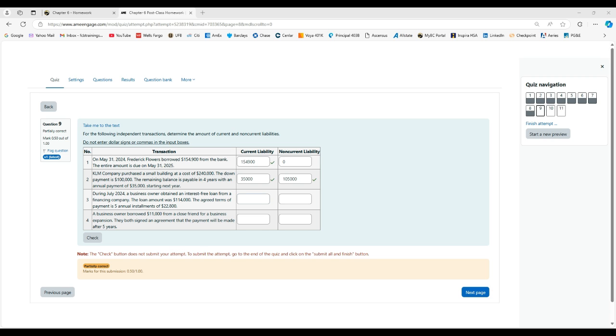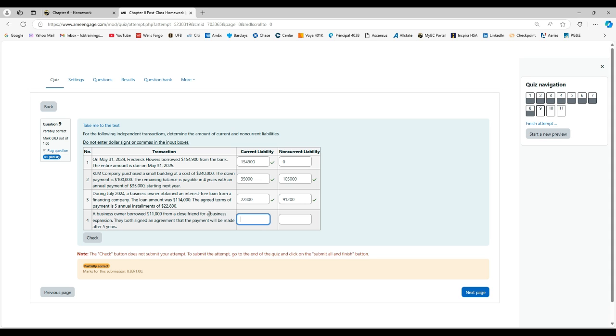Cool. All right. Number 3, a business owner obtained an interest-free loan from a financing company. The loan was $114,000. The agreed terms of payment is 5 annual installments of $22,800. The current portion is the piece that's due within 1 year, and each year we're going to make an installment payment of $22,800. If we take the total of $114,000 minus the $22,800, we get $91,200.